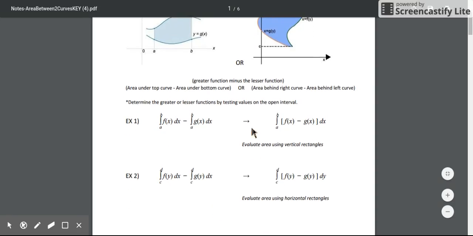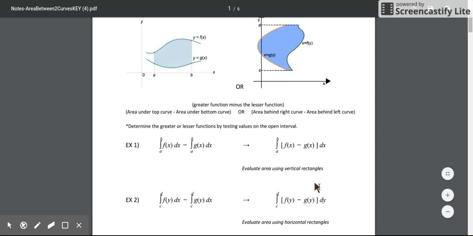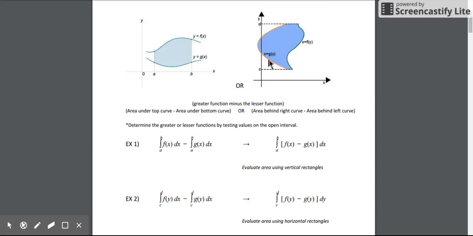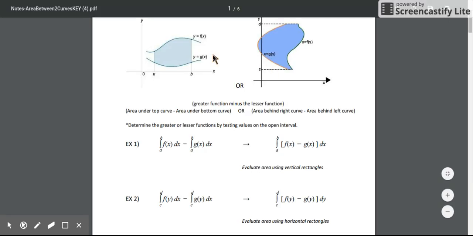Regardless of which type of integrating you're doing, whether you're doing it horizontally or vertically, it's going to be the same process. As long as we know which function is greater, whether it's the top function or the right function, and we just integrate that area and we subtract the area given to us by finding the area underneath the lesser function, whether it's on the bottom or on the left, then we get the area in between the two curves.